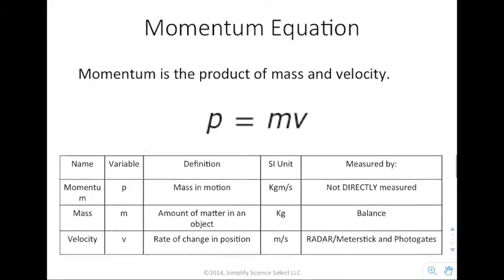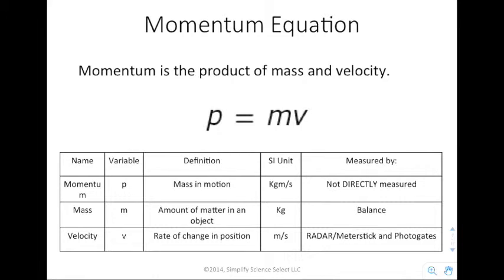So we come to the equation, and the momentum equation that we have is momentum is the product of mass and velocity, and momentum has a unit. It's a new one. It's called the kilogram meter per second. And the kilogram meter per second isn't directly measurable. It's one of the things that's a combination of things.